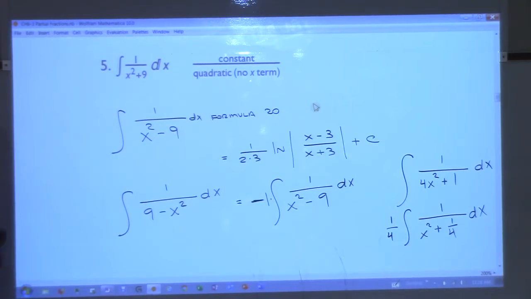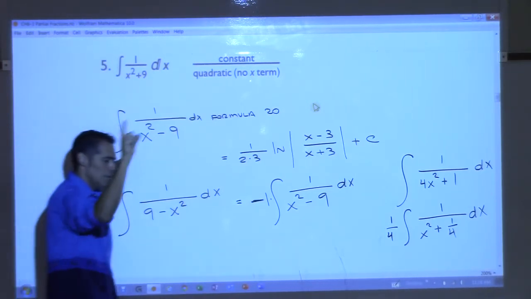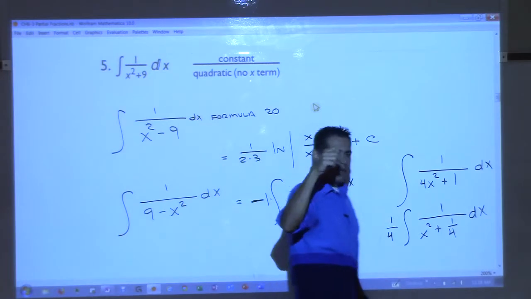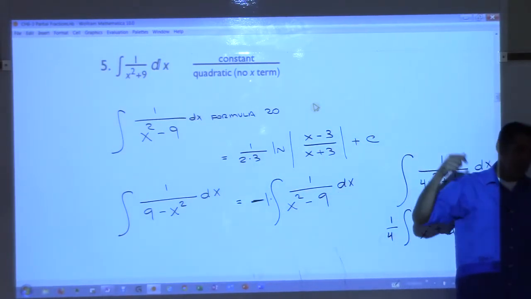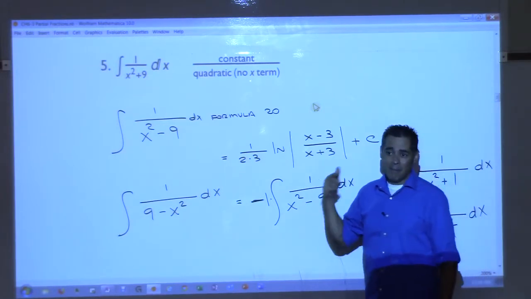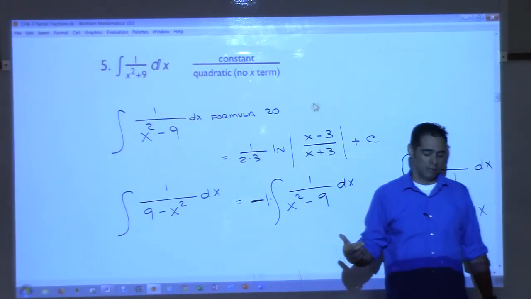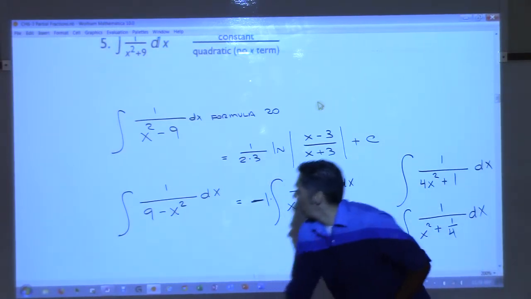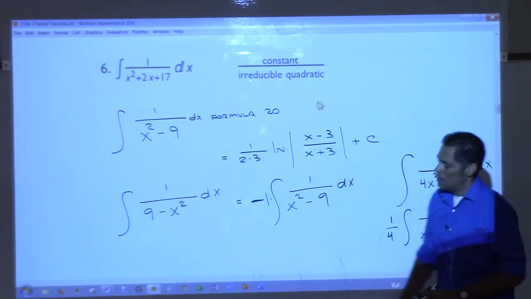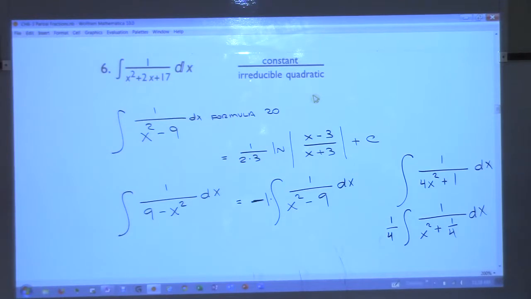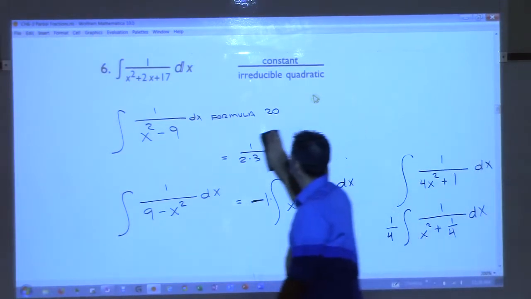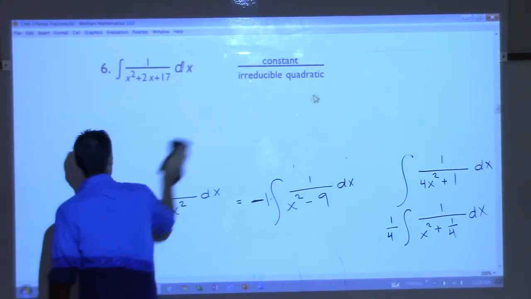We're headed there. So let's just review. Constant over linear, we're good. Constant over repeated linear, we're good. Constant over quadratic missing an x term, we're good. Now, constant over an irreducible quadratic. What does irreducible mean? Can't factor it.